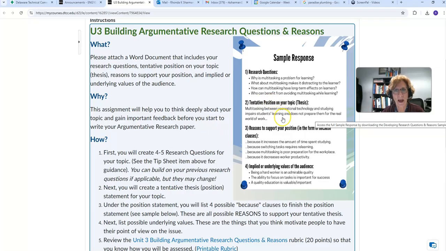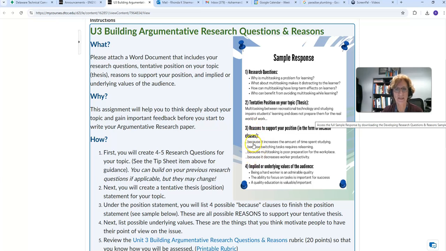Then you want to think about, well, why? What are the reasons that would support that position? Well, because multitasking increases the amount of time spent studying. Because switching tasks requires relearning. And because multitasking is poor preparation for the workplace. And finally, because it decreases worker productivity. So here we have 4 distinct reasons why multitasking is not a good idea.